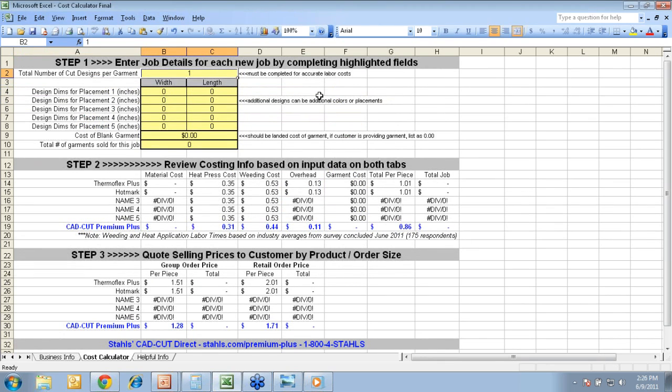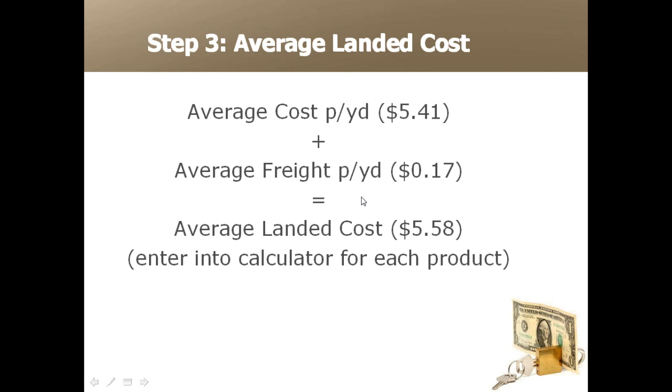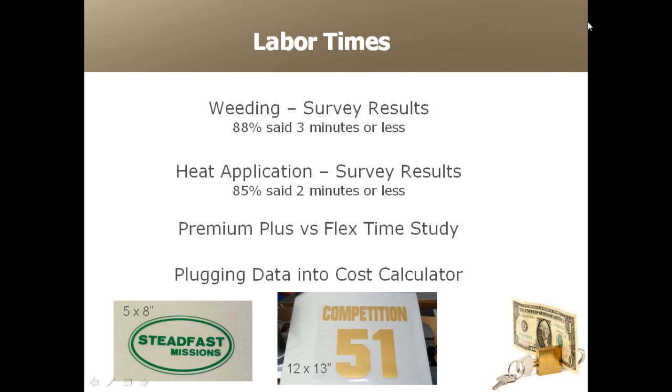And we're going to get into this now that we have everything set up. I need to look back at my PowerPoint to make sure I'm staying on the right path here. So we did the average landed cost. We've entered that into the calculator for each product, right? And now we just did our markups, our overhead, and our hourly rates, and we plugged that data into the cost calculator.